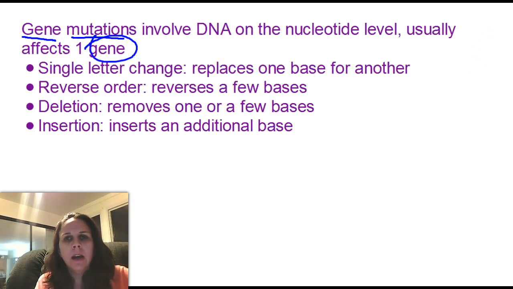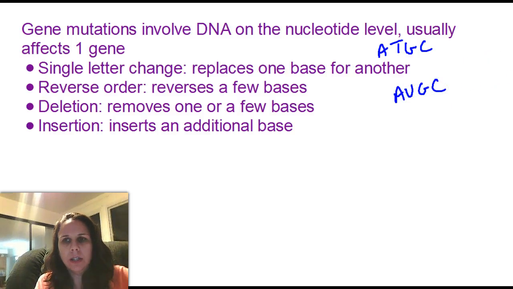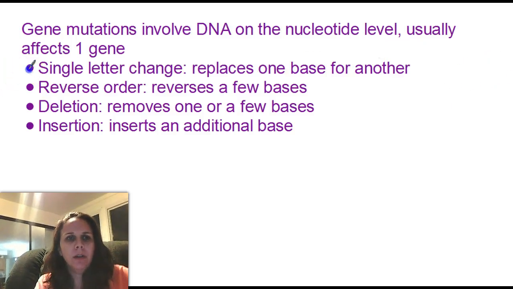Makes sense. It involves DNA on the nucleotide level, so all the A's, T's, G's, and C's if we're talking anything involving DNA, and if we're talking RNA, it could be A's, U's, G's, and C's as well. So there's a couple of different kinds. The first one we call a single letter change. It's also referred to as a substitution.